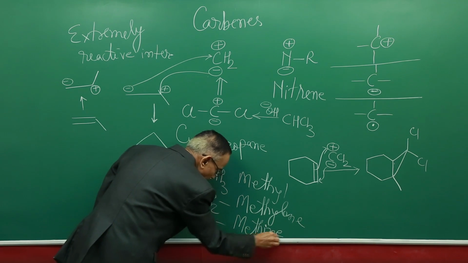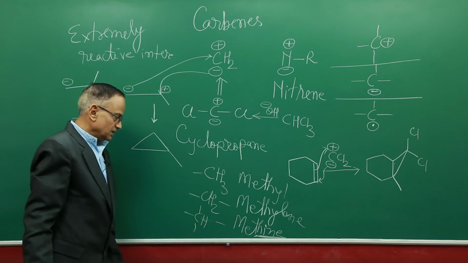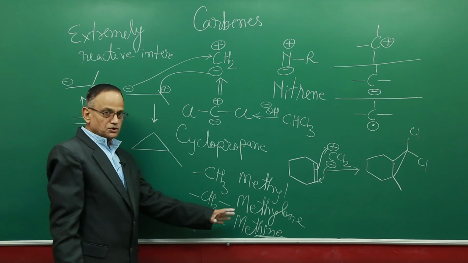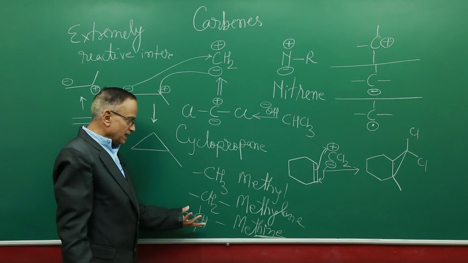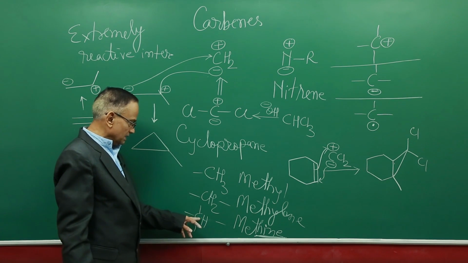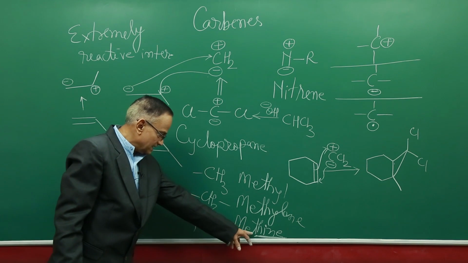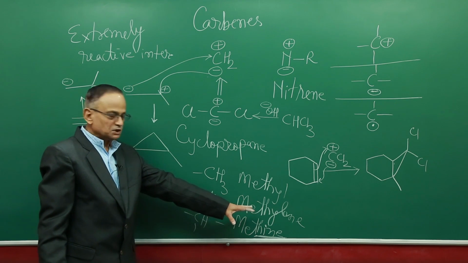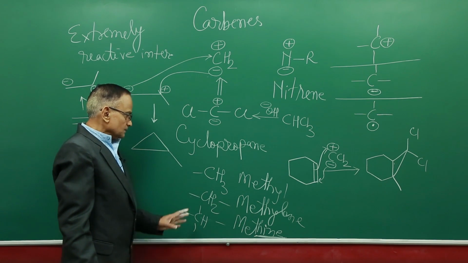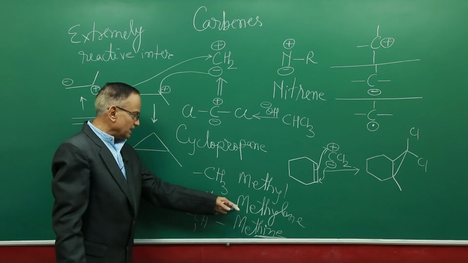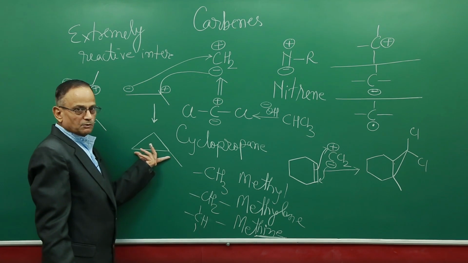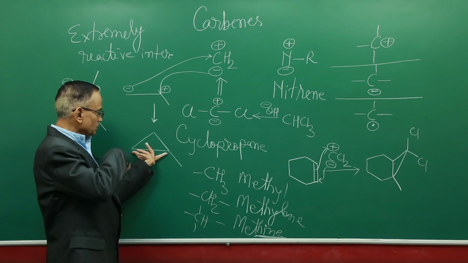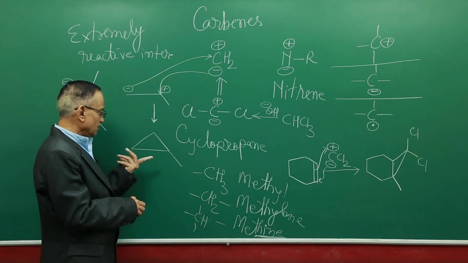Now note the spelling of methine. It is not methyne. YNE refers to triple bond and there is no way a triple bond will be formed with only one carbon. So therefore this spelling is methine. The pronunciation is the same but the spelling is different. So you have introduced a methylene group across the double bond or you have added a methylene to the double bond. In the process you are getting a cyclic structure.